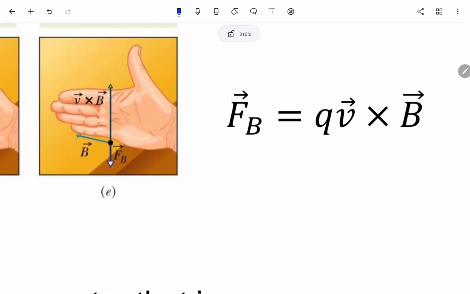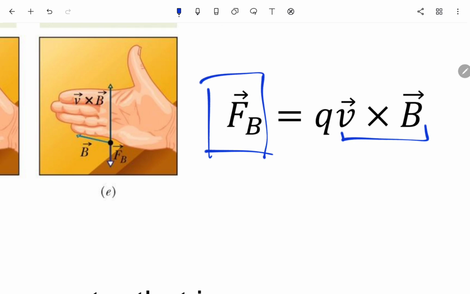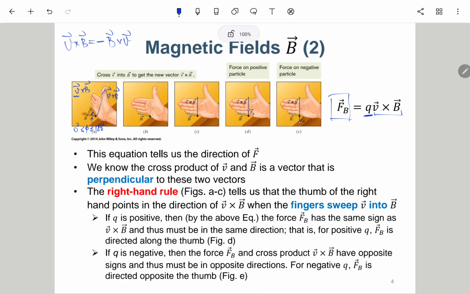Finally, for the so-called Lorentz force, which has this cross product, you just take a look at the polarity of the charge. If it is positive, then F_B has the same direction as v cross B. If q is negative, then F_B points in the opposite direction. It's just that easy. Okay, let me stop here.